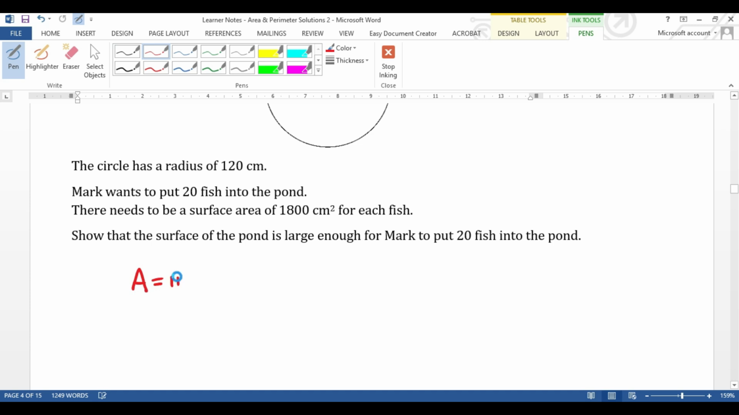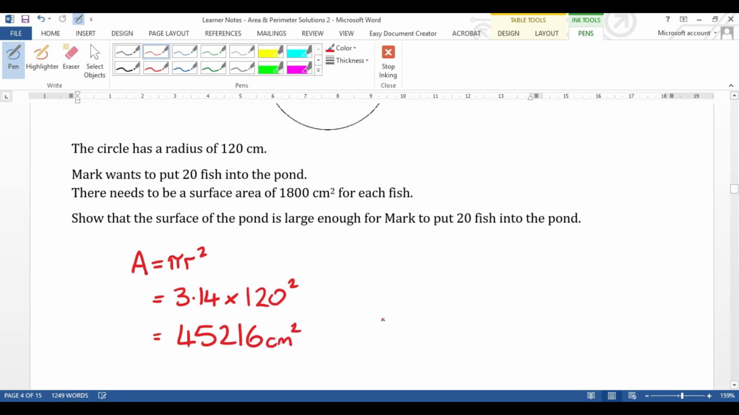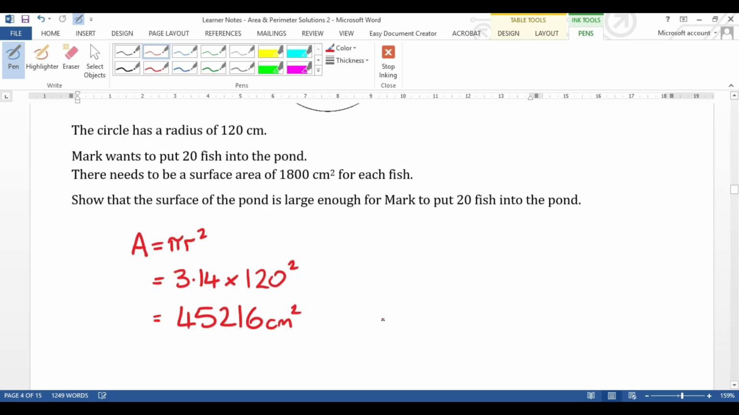pi r squared. Let's use 3.14 for pi. The radius of the circle is 120, they mentioned that, and we'll have to square that. So let's type that in the calculator. 3.14 times 120 squared, which gives us 45216 centimeters squared.